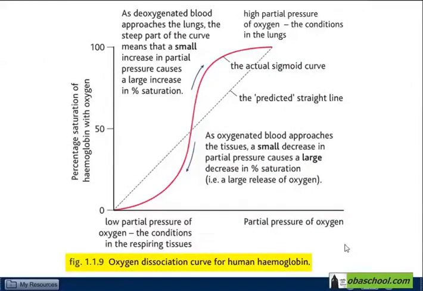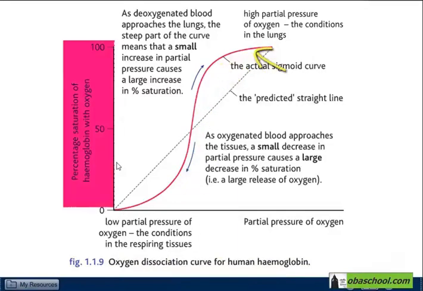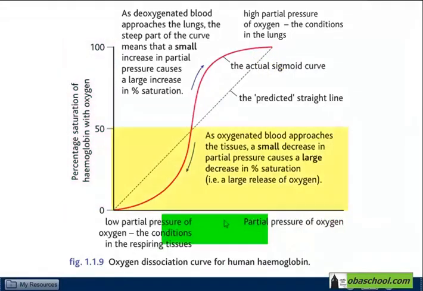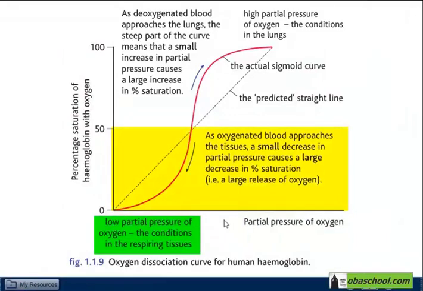This is the oxygen dissociation curve for human hemoglobin. This means how much oxygen is attached to hemoglobin versus how much it's detaching. Here we are looking at the percentage of saturation of hemoglobin with oxygen, which means how full the hemoglobin is with oxygen, as a function of pressure of oxygen.